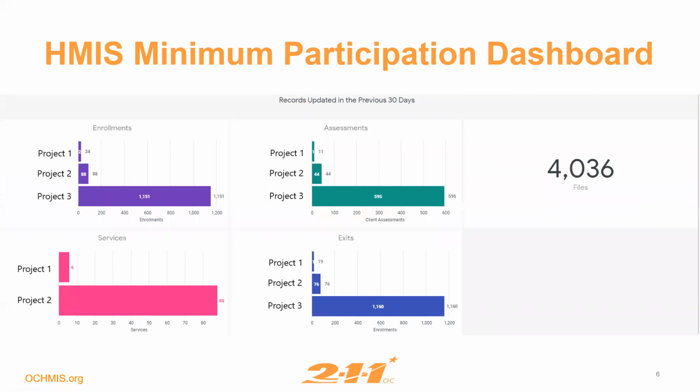And the second part of the dashboard is looking at record updates in the past 30 days. So it'll be by project again for most of these except for files. And you'll be able to see for each project how many enrollments or services or assessments were updated in the past 30 days. And so if all of these were 0, then your agency would not be in compliance with the minimum participation requirements. If any of these are not 0, then your agency would be in compliance.